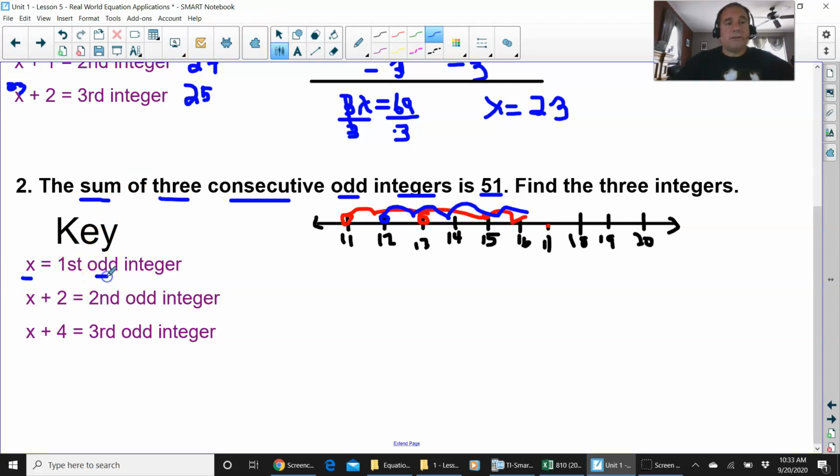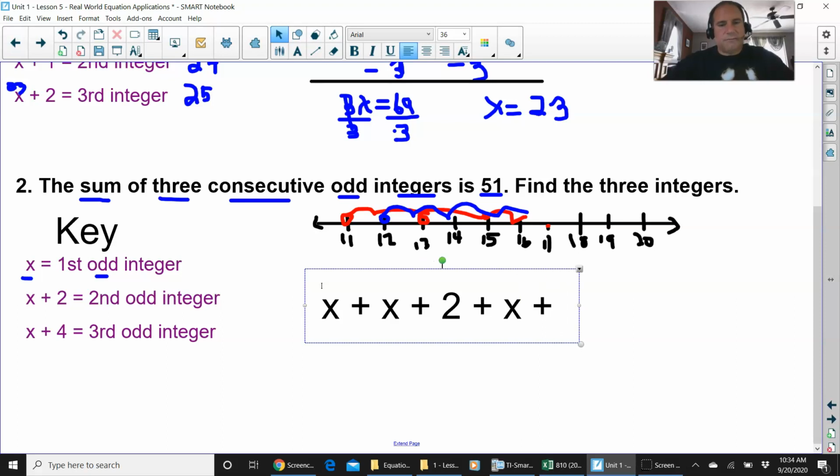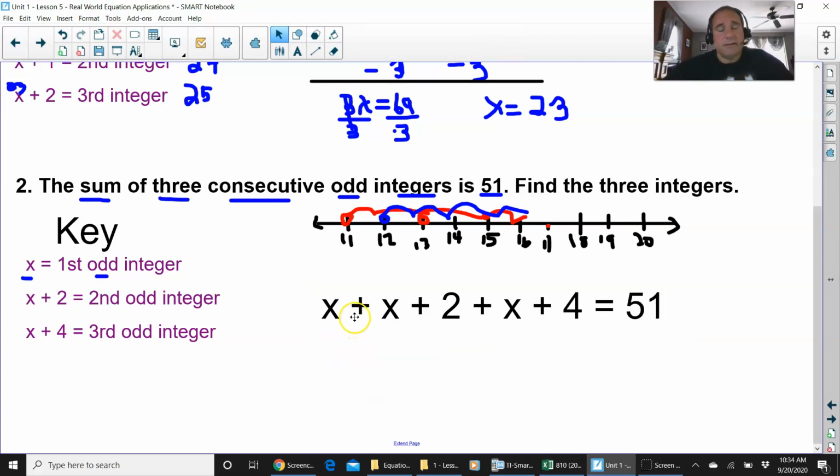And they're telling me they want the sum of 3 consecutive odd integers. And when you add them up, it's going to be equal to 51. So let's go ahead and create an equation here. We have x plus x plus 2 plus x plus 4 equals. And what does it equal? 51. That's what it says, right?